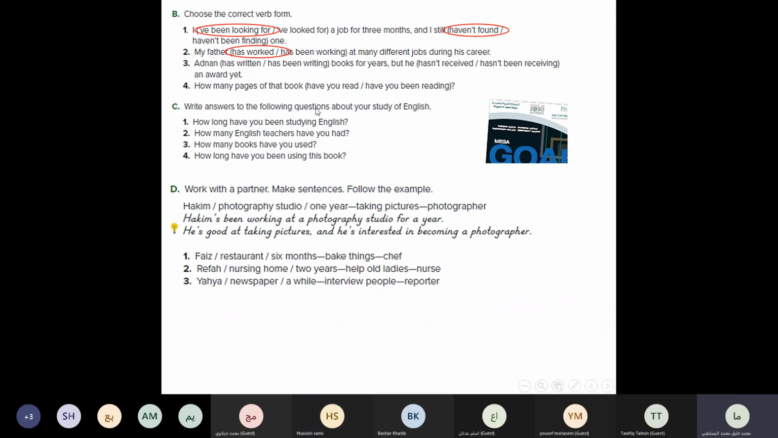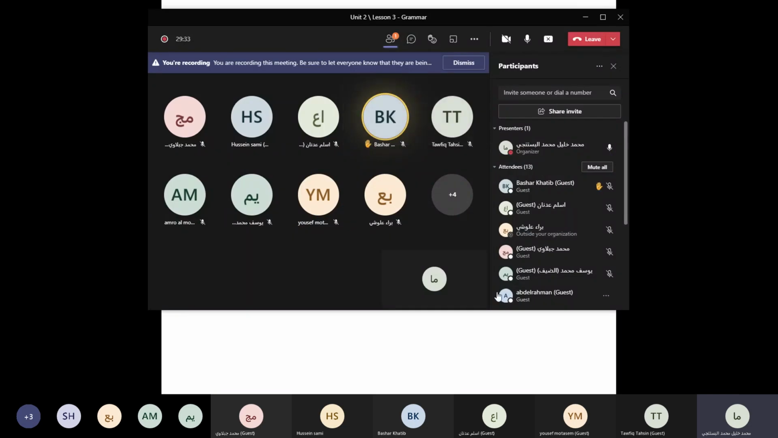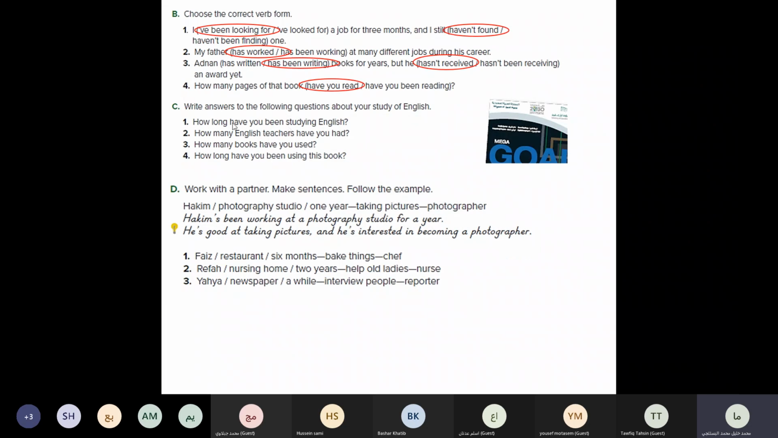Can I ask? Yes, Bashar, go ahead. Adnan has been writing books for years. Good. Here we focus on what? On time.